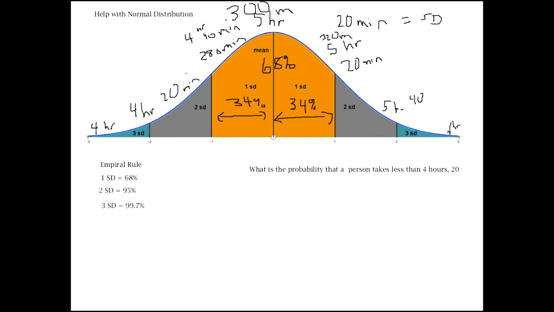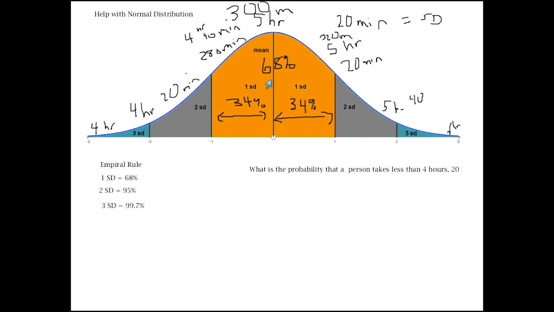Let's also keep in mind we're looking at 100% of our data. Let's also keep in mind that if we're thinking to the left of this, 50% of your data is sitting over there. Well, it's asking us for the percent that the person took less than 2 standard deviations. Less than 2 standard deviations away. Less than 4 hours, 20 minutes. They're talking about these people. Anything to the left of this. Keep in mind, again, 100% of the data.